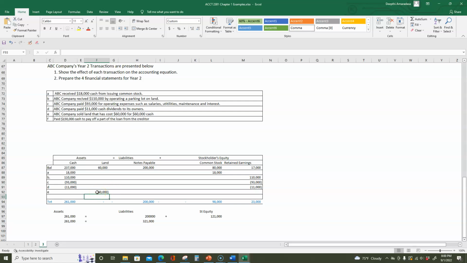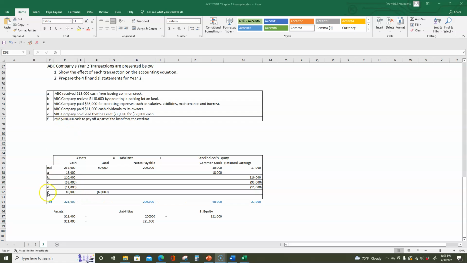What else happened? Well, when we sell land, we got cash. How much cash? We got $60,000. So I'm going to put a positive $60,000 in the cash column. Our land decreased and cash increased. Note, for this transaction, the dollar amount of the accounting equation didn't change. There was no change in assets, no change in liabilities, and no change in stockholders' equity. The assets just got reclassified. One asset increased, the other asset decreased, keeping the accounting equation in balance.